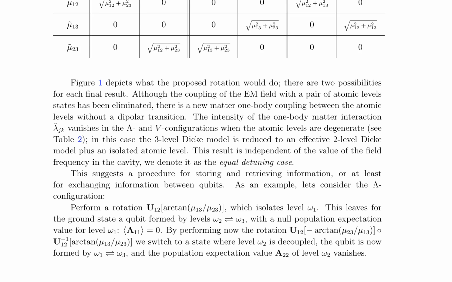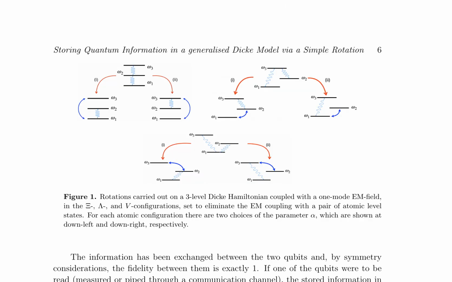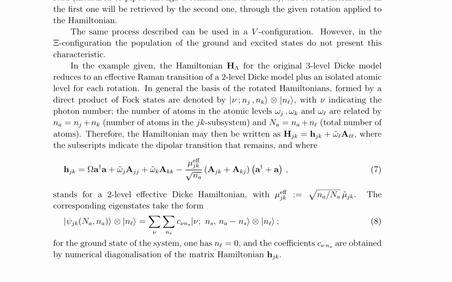This process demonstrates a method for controlling the interactions between atomic levels and the electromagnetic field, potentially enabling the storage and retrieval of quantum information within the generalized Dicke model. In the context of a generalized Dicke model, this page discusses the process of storing quantum information through a simple rotation. The figure illustrates rotations carried out on a three-level Dicke Hamiltonian coupled with a one-mode electromagnetic field in Xi, Lambda, and V configurations.